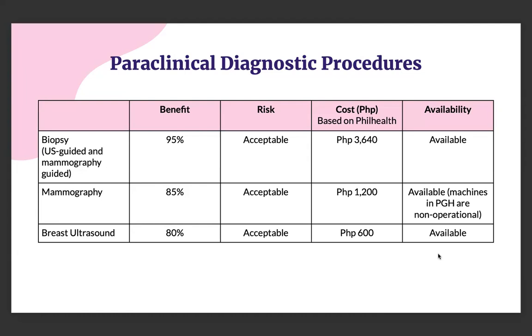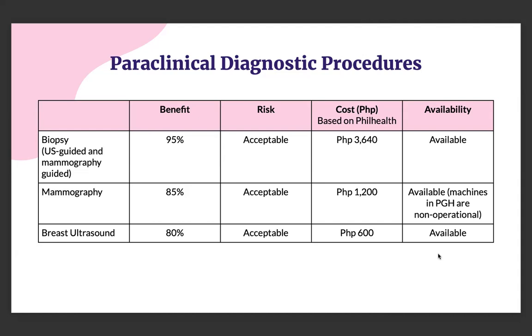So for biopsy, the benefit is 95% because the sensitivity is 97% and the specificity is 92 to 99%. The risk is acceptable, and based on PhilHealth, it's 3,640 and it's available.